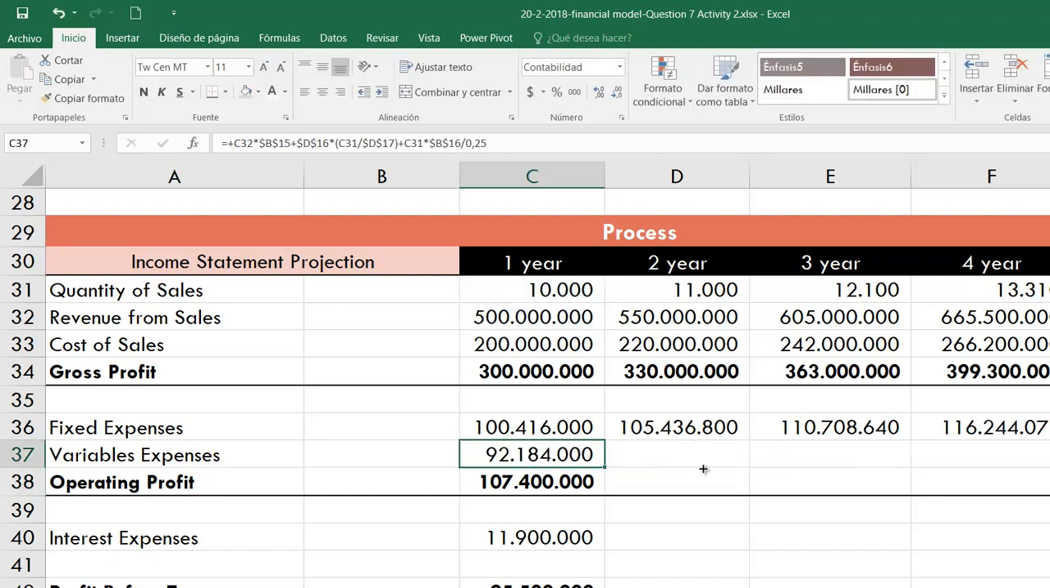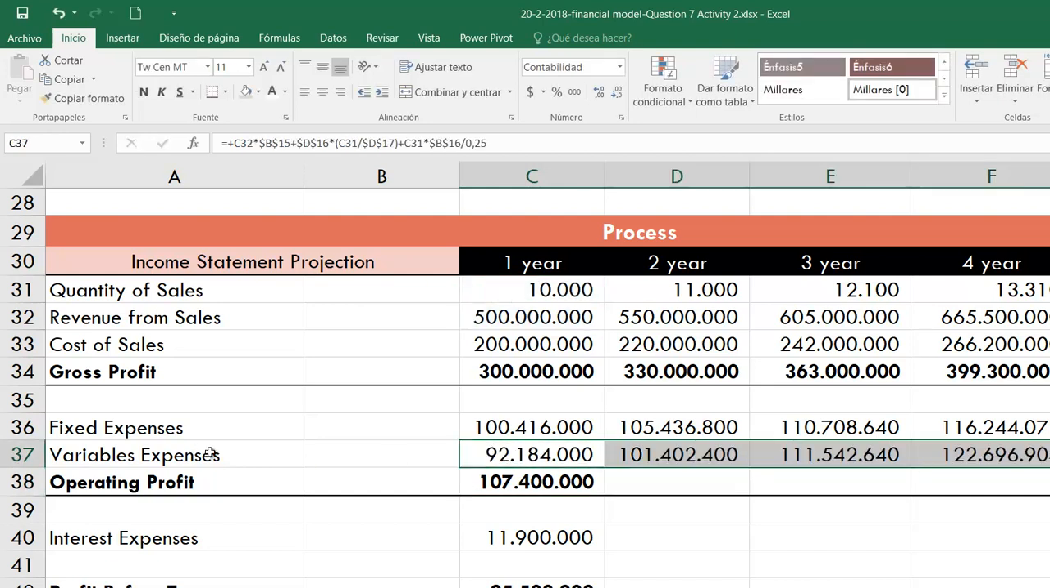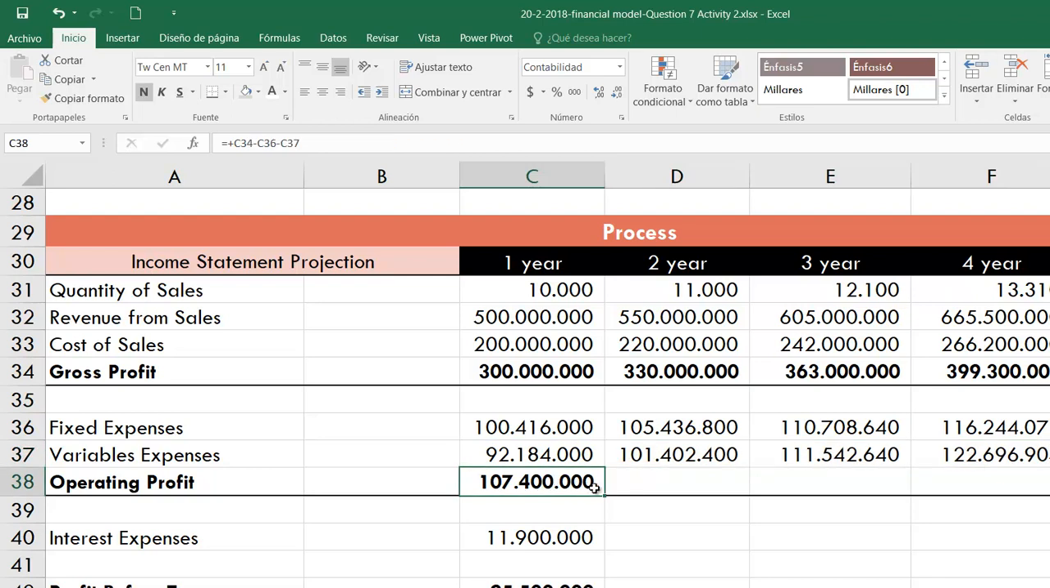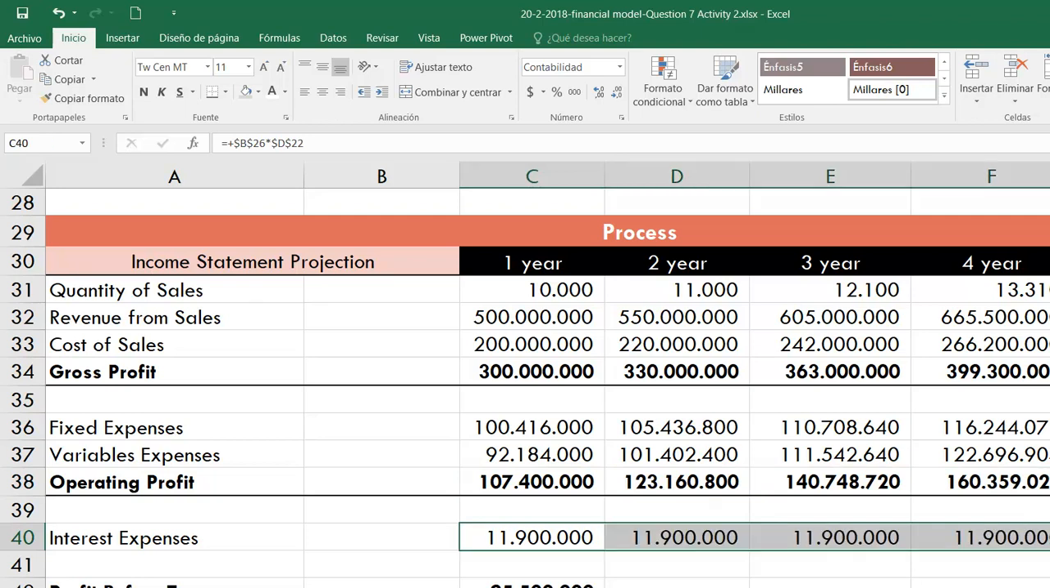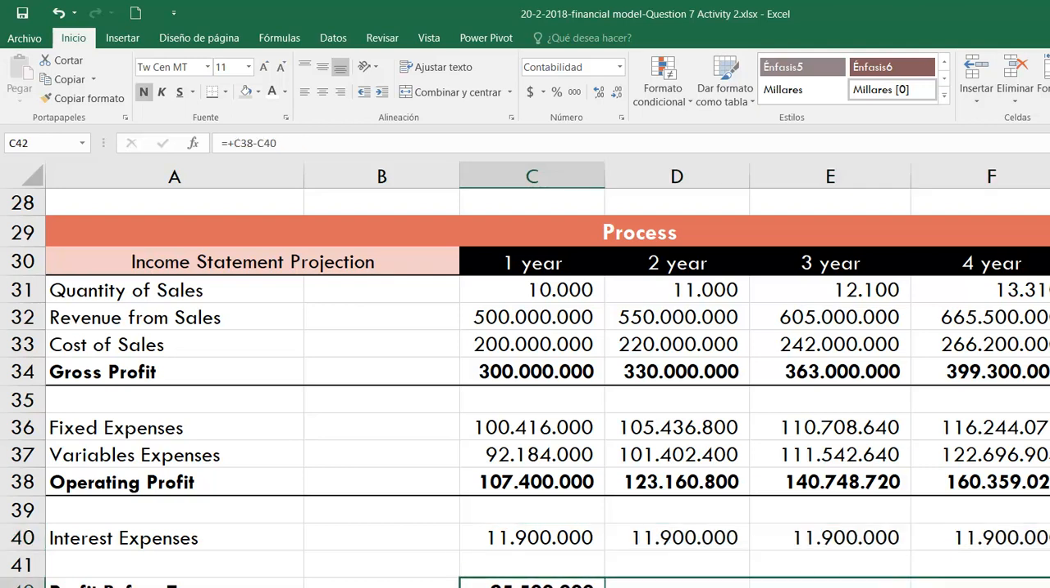So I only need to drag it, and you notice that the variable expense increases at the pace of the quantity increase. So operating profits, I only need to drag it, will be the same, and my interest expense is supposed to be the same because I do not make any amortization on capital. And my profit after tax will stay the same.